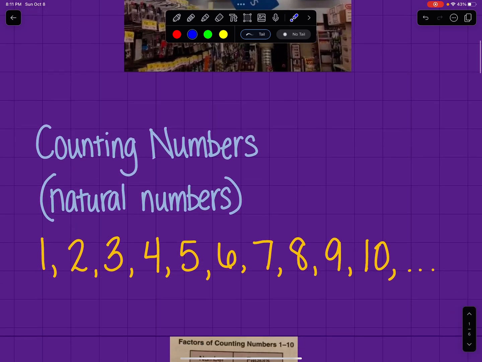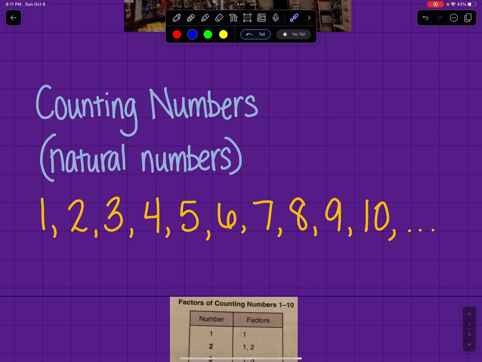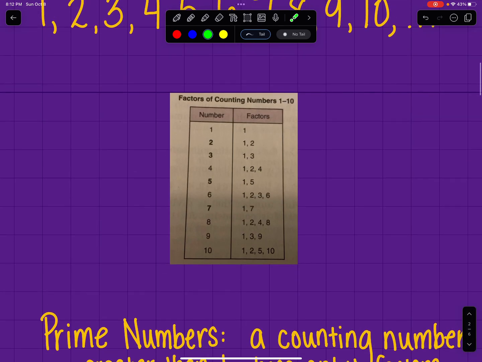All right, let's go into counting numbers and natural numbers. This is just a reminder that when we start talking about counting numbers and natural numbers, you're going to have to remember what those are. Basically, it's the numbers when you start counting something: 1, 2, 3, 4, 5. Like if you see a bunch of things and you start counting them, it's those numbers. So it's a whole number, and you start with the number 1. Okay, makes sense. Now let's look at factors.